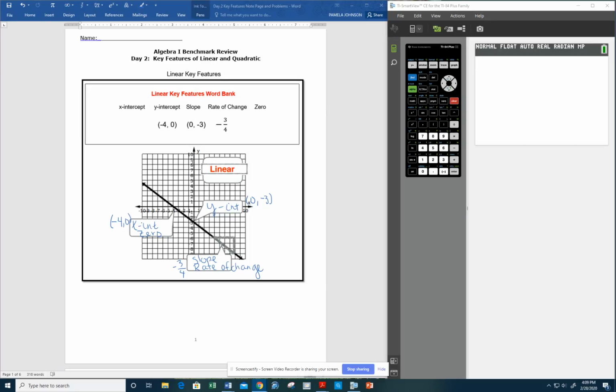So if you look at your review packet, then here at (0, -3), that's our y-intercept. Here at (-4, 0) is our x-intercept, and that can also be called a 0. And then down here where we have this triangle, it's because it is showing us the rise and run. So we have a rise of -3 and a run of 4. That's our slope, or our rate of change. Okay.